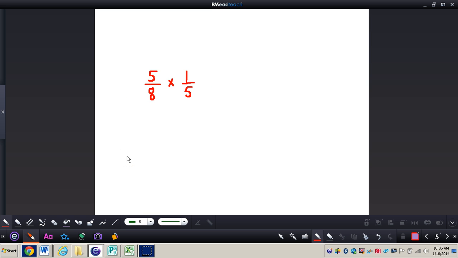Now we're going to multiply the 5/8 times 1/5. You can just simply follow along as I walk you through this. 5 times 1 gives me 5. Multiply the numerators, then the denominators. 8 times 5 will give me 40.